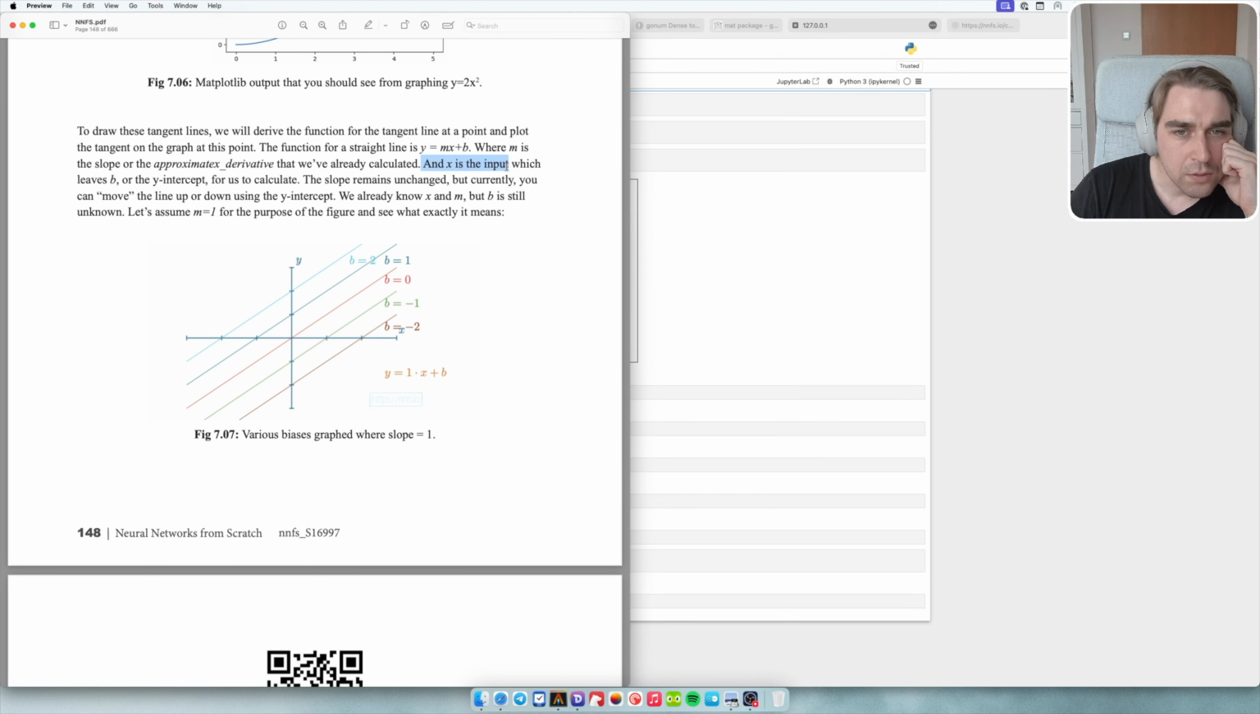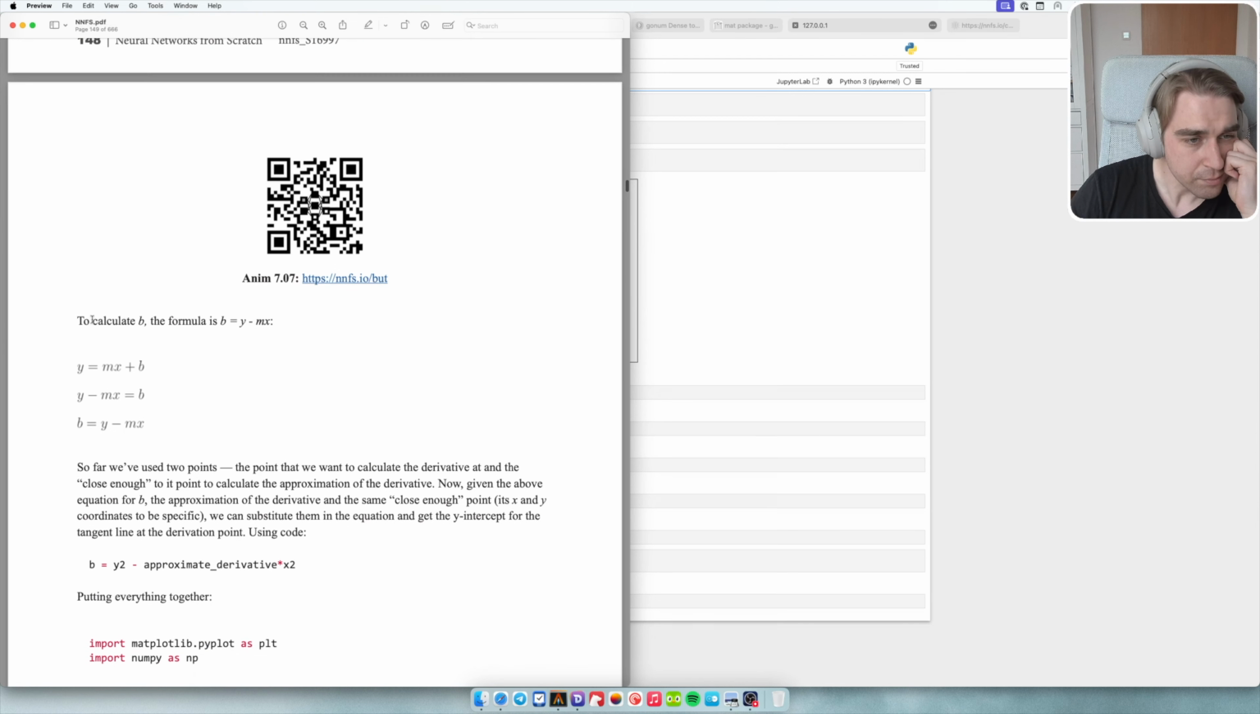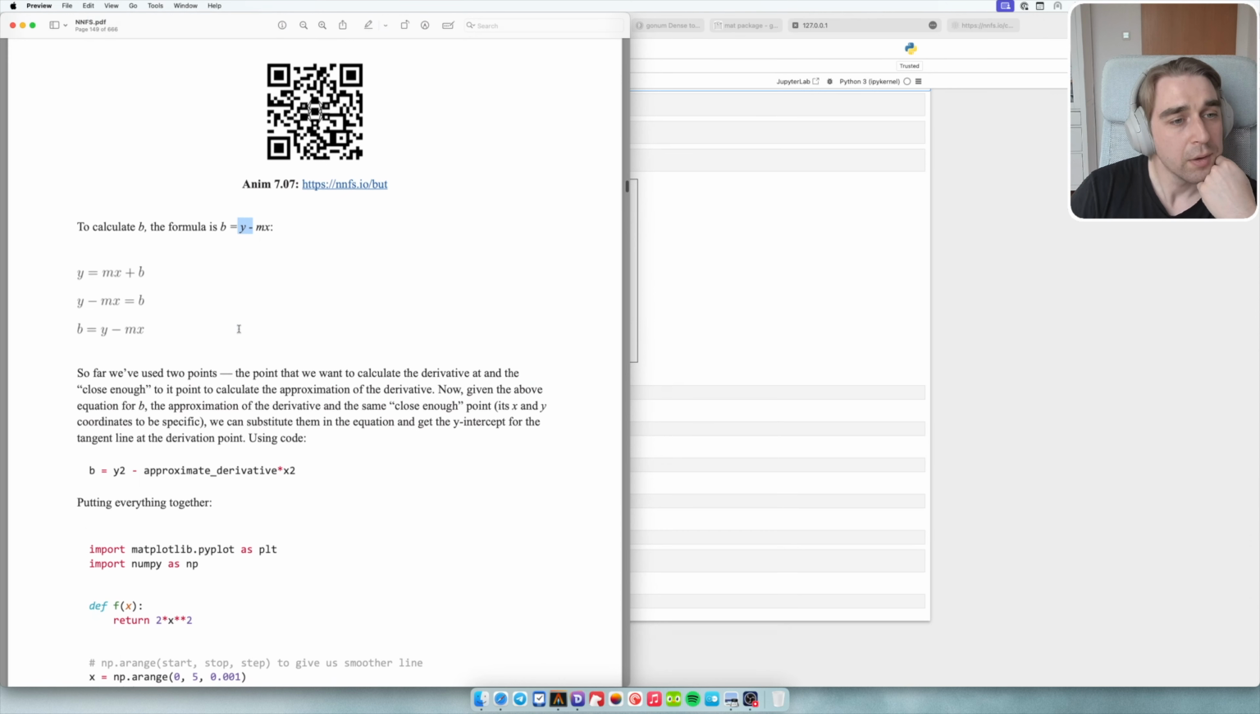And x is the input, which leaves b, or the y-intercept, for us to calculate. So b is the offset on the result axis. For example, if we have b equal to minus 2, the line intersects the y-axis at minus 2. We already know x and m, but b is still unknown. Let's assume m equals 1 for the purpose of the figure and see what exactly that means. To calculate b, the formula is b equals, well, yes, and here is even the explanation.